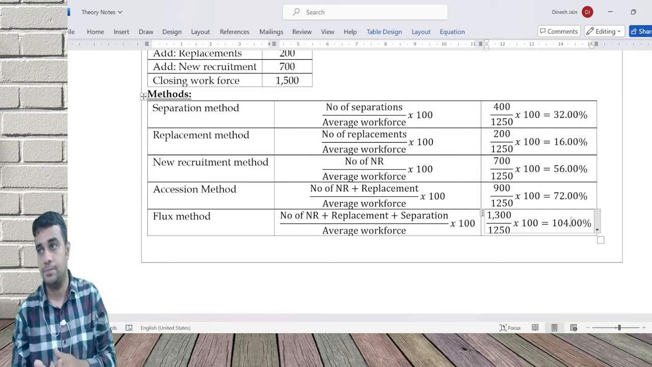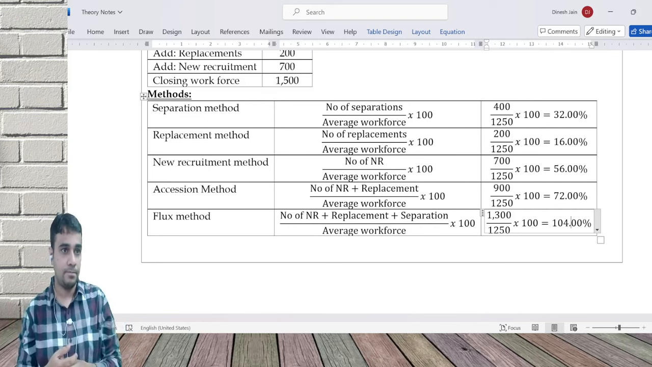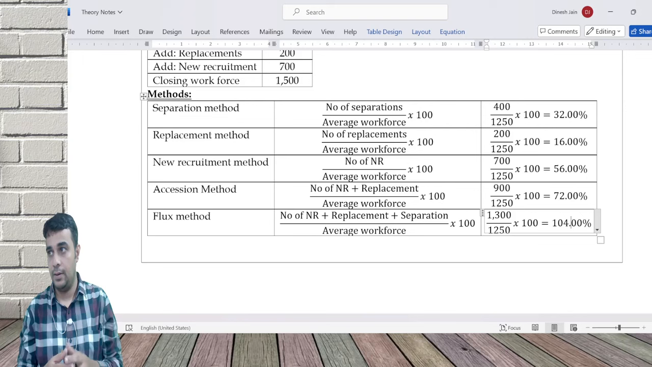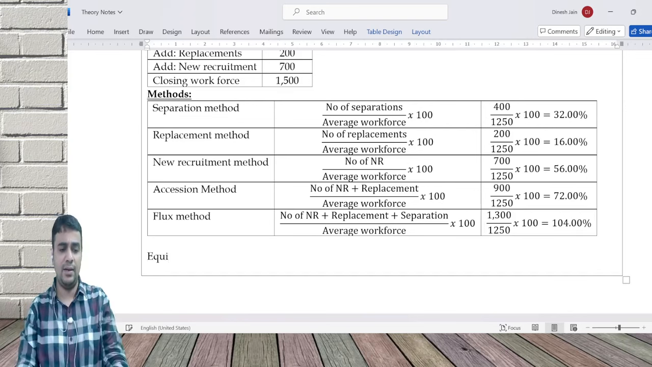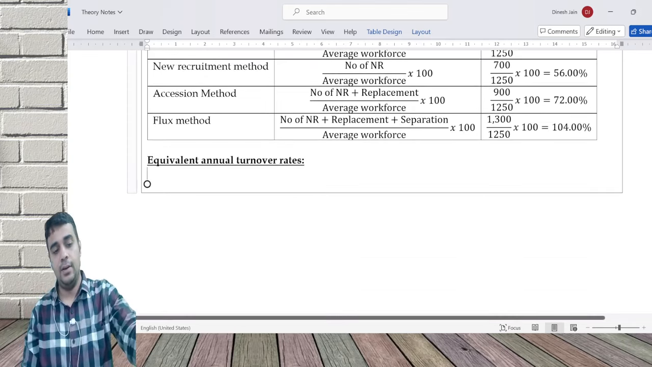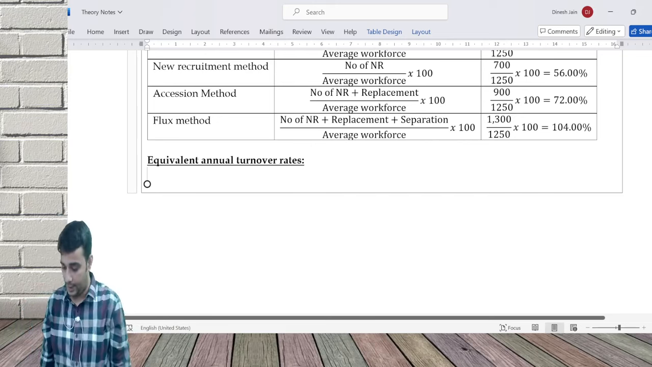Any doubts on this? Clear? Can we proceed? Let me know if there is any doubt. Okay, next, equivalent annual turnover rates.